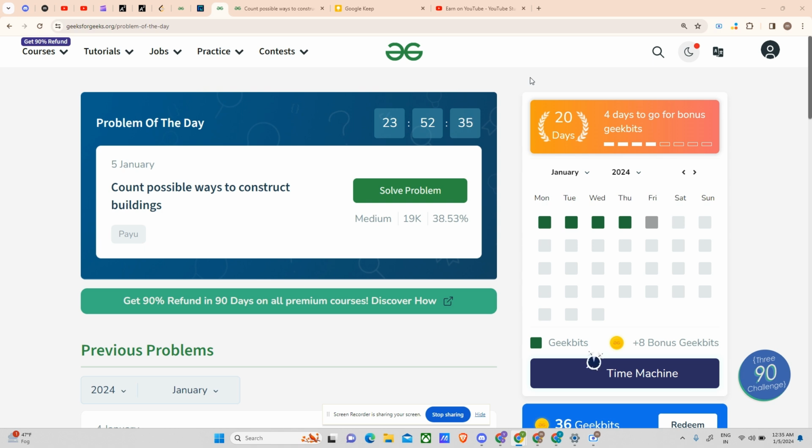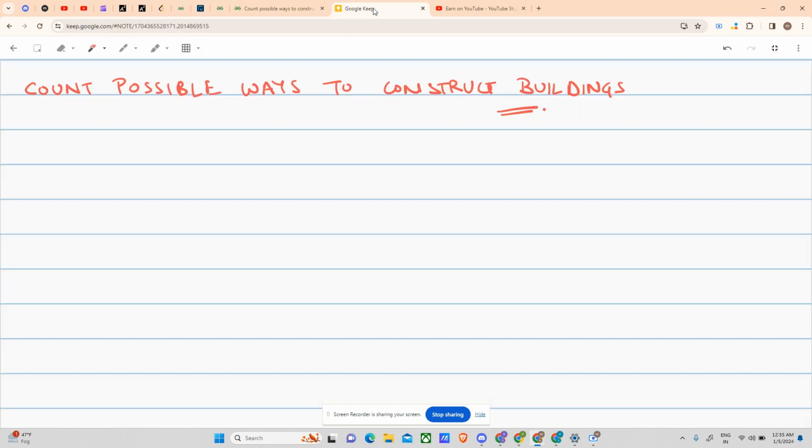So today's problem is count possible ways to construct buildings. Let us see what the problem says. Suppose you have been given a number n. What does this n indicate? N indicates the number of plots on each side of the road.